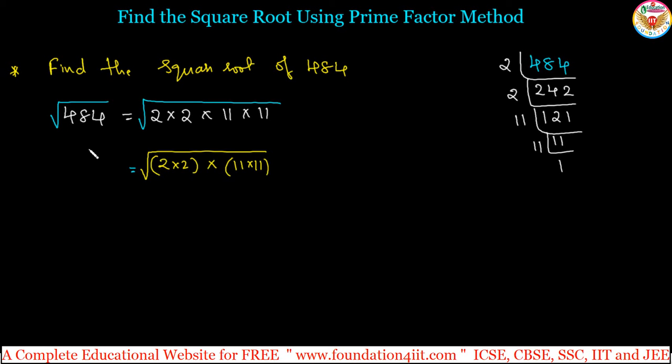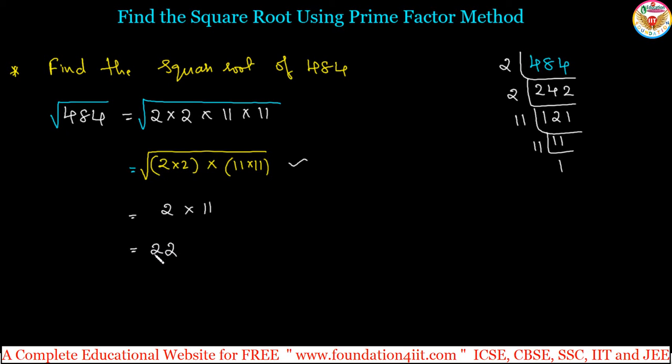To find the square root of 484, if you remove the square root, from every pair you should take one factor. From the pair of 2s, take 2. From the pair 11 into 11, one number is 11. So 2 into 11 is 22. For every pair, only one number is taken out. Make pairs such that both factors in each pair are equal, then take out one factor from each pair and multiply. So the square root of 484 is 22.